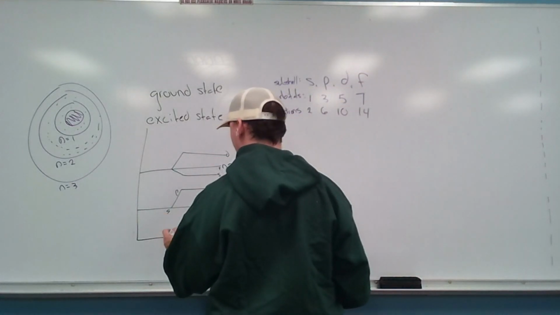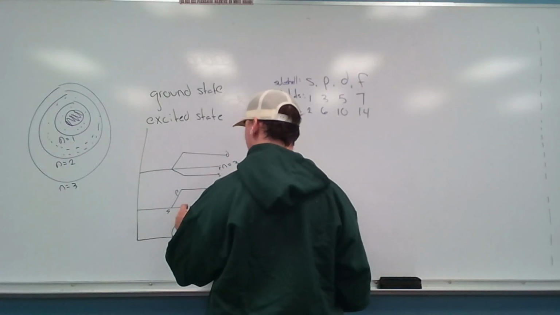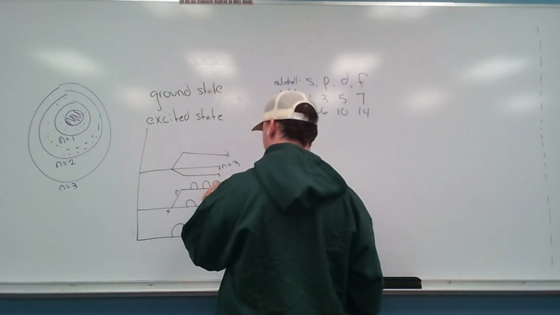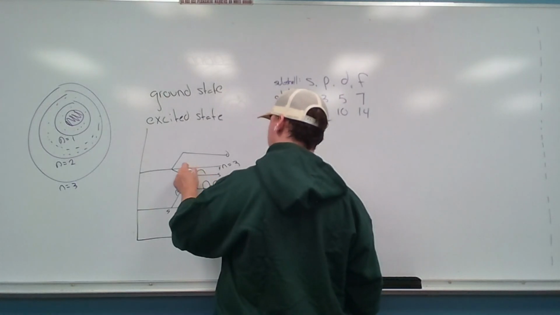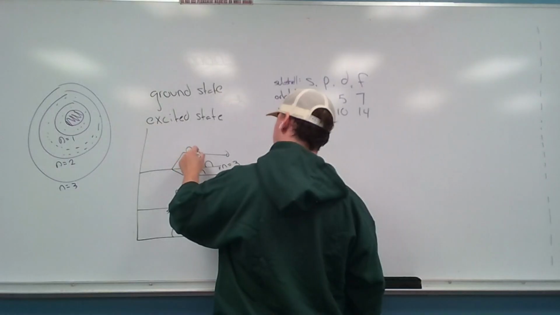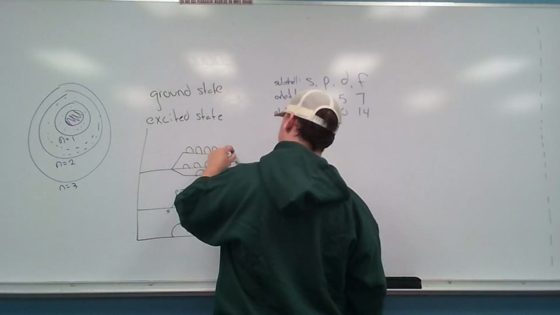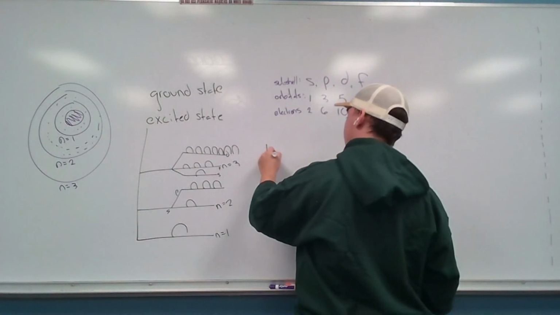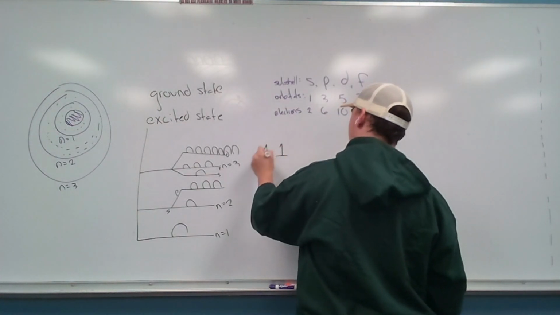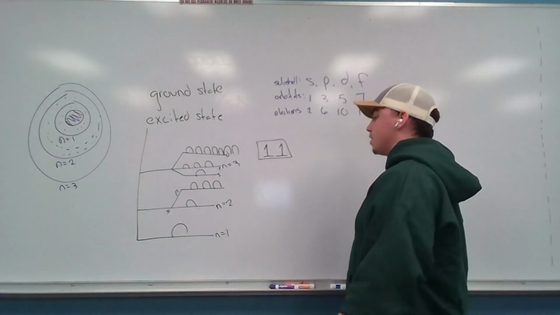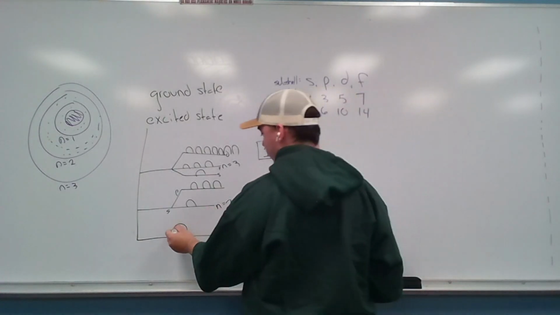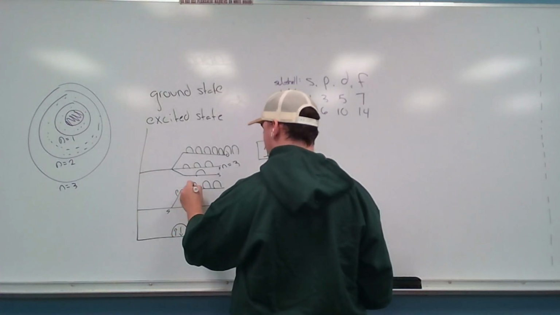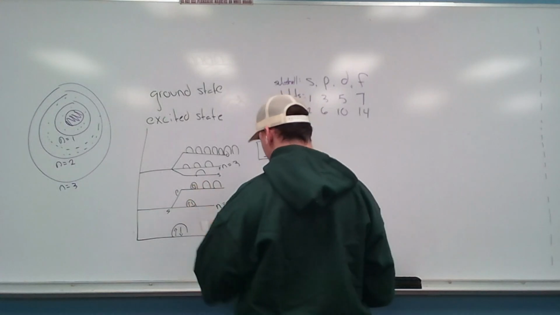So we have one open orbital here, one open orbital here, three open orbitals here. Yeah, we have three open orbitals. We have 11 electrons at our disposal. So what we're going to do is just fill it up. So we have 1, 2, 3, 4, 5, 6. Nope, I made a mistake.